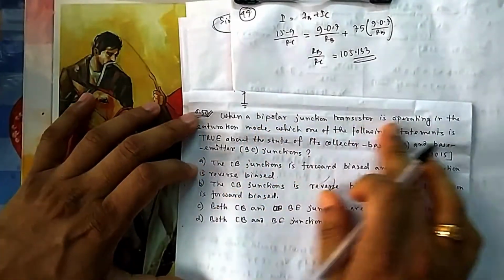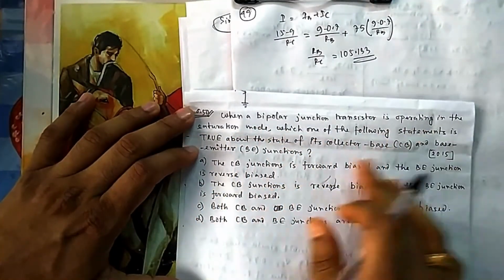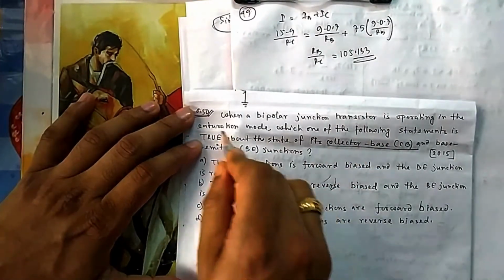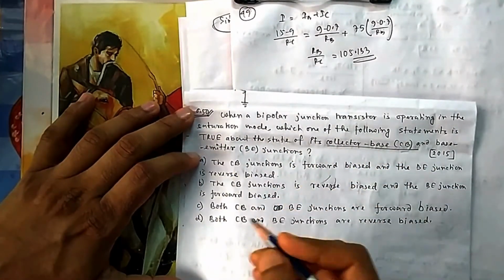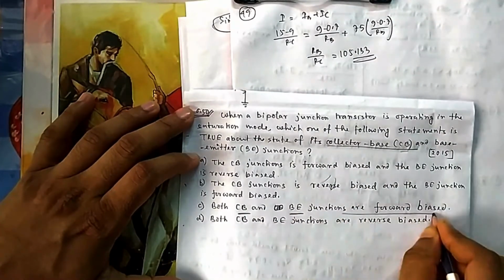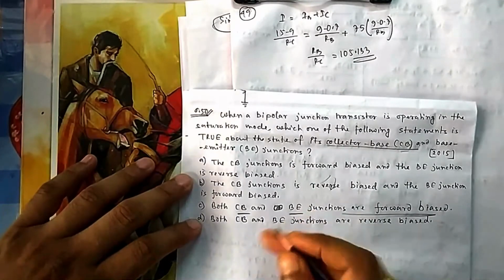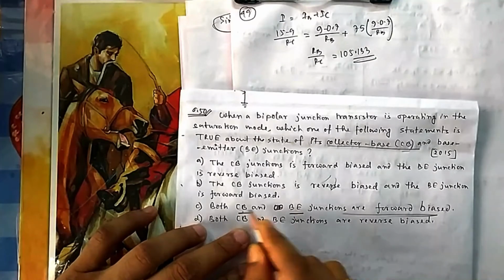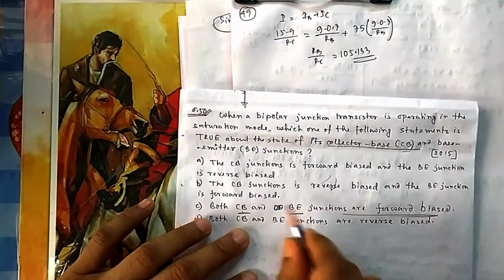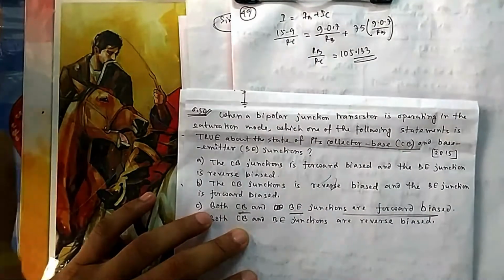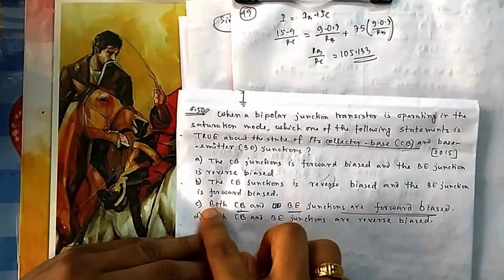50, what they are asking, when a bipolar junction transistor is operating in saturation, which of the following statements is true about its collector base junction? So it is in saturation. Saturation means both are forward biased. You know this one. That means both collector base and base emitter junctions are forward biased. If this is forward and this is reverse, then it is in active. If both are off, then it is cut off. If this becomes forward and this becomes reverse, then it is reverse active. Okay, then C is the answer here.